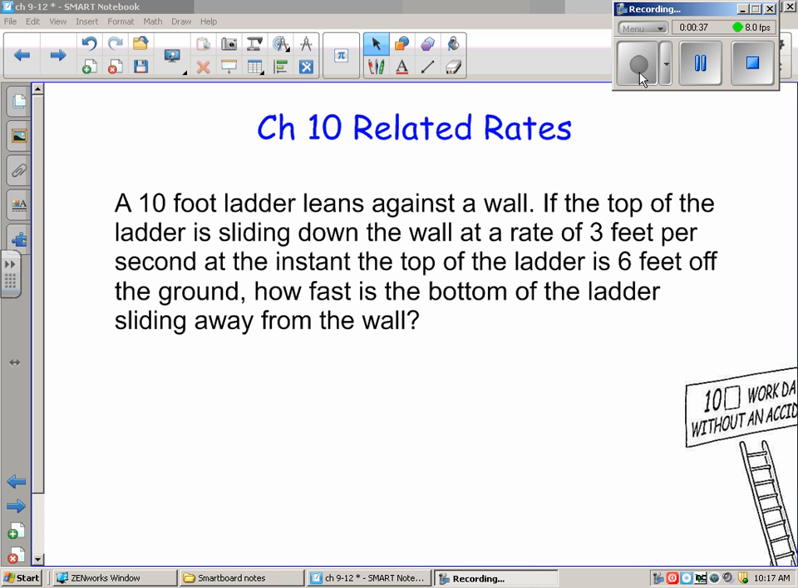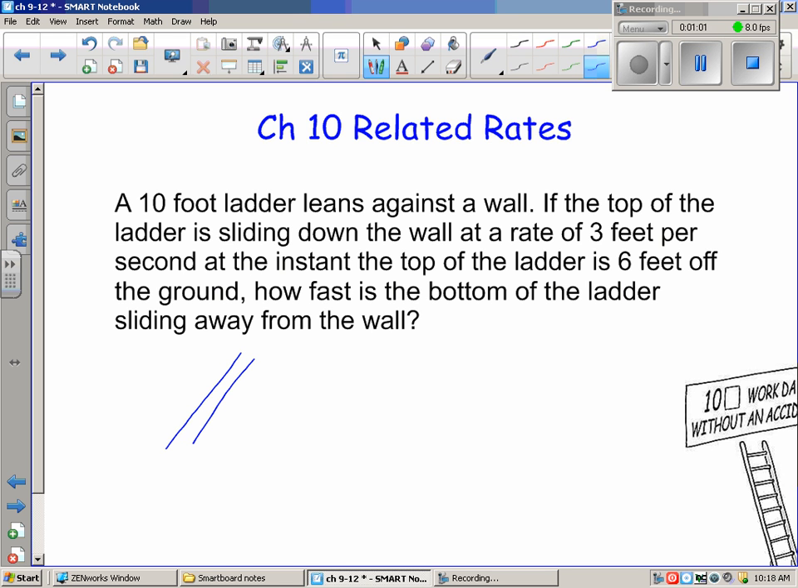Here we have a 10-foot ladder that leans against a wall. It says if the top of the ladder is sliding down the wall at the rate of 3 feet per second, at the instant the top of the ladder is 6 feet off the ground, how fast is the bottom of the ladder sliding away from the wall? Something we need to understand is that we are looking at a ladder leaning against a wall, right? So here's my ladder. It is sliding, so it's dropping down, and as that's dropping down, the bottom of this ladder is going to be kicking out.